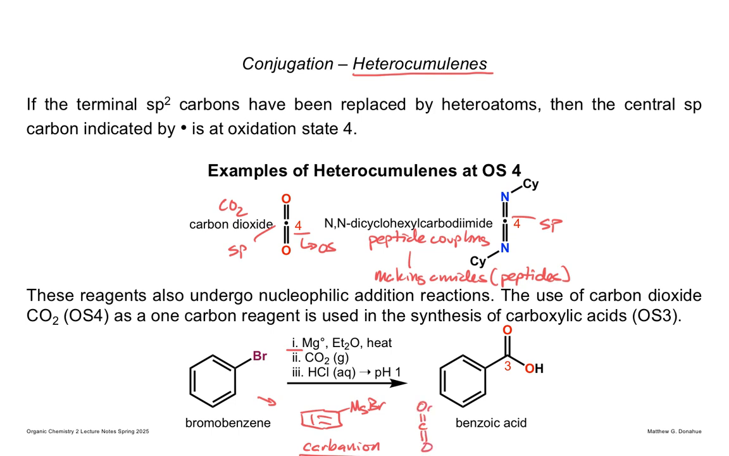That carbon is delta positive, so it will be attacked by the carbanion, and that's going to form now this carboxylate, which is negative. And so overall, if this started at oxidation state 4, it goes to 3, and then we do an acid-base reaction with aqueous HCl to protonate it, and we end up with the acid, which is now oxidation state 3.